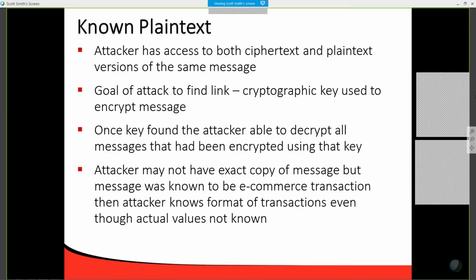Known plaintext makes your attack very easy. Because in known plaintext, you know ciphertext and plaintext versions of the message. So the idea here is now you know the plaintext, you know the ciphertext. What you're trying to derive is the crypto variable in between, which is the key. All right?